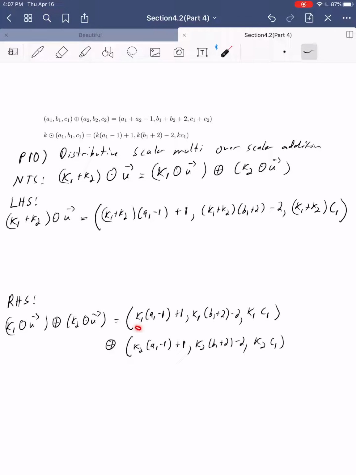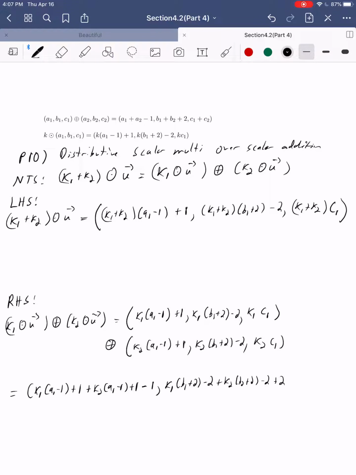Okay, now we add these guys and then subtract 1. We add these guys and then add 2, and then we just add these guys directly. So this is going to result in K1 (A1 minus 1) plus 1 plus K2 (A1 minus 1) plus 1 minus 1. Then K1 (B1 plus 2) minus 2 plus K2 (B1 plus 2) minus 2 plus 2. And then finally K1 C1 plus K2 C1.